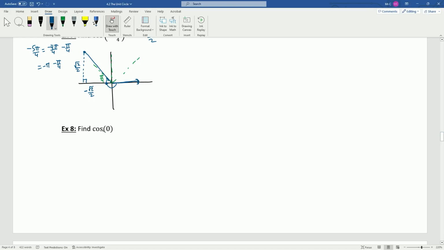Okay, and here's cosine of 0. Well, this is a nice and easy one because if I'm looking at cosine of 0, my initial side and my terminal side are the same thing. And I know that the length of the radius of the unit circle is 1, so this point is just (1, 0). And so cosine of 0 is 1, and sine of 0 is 0.